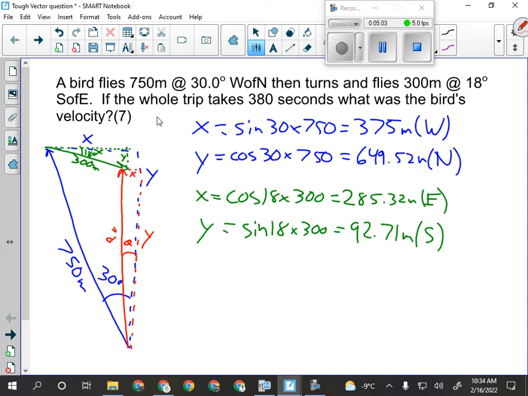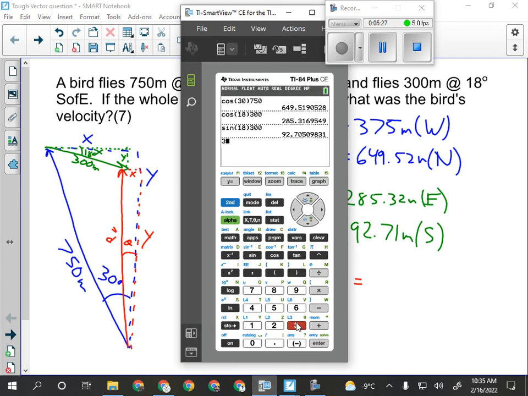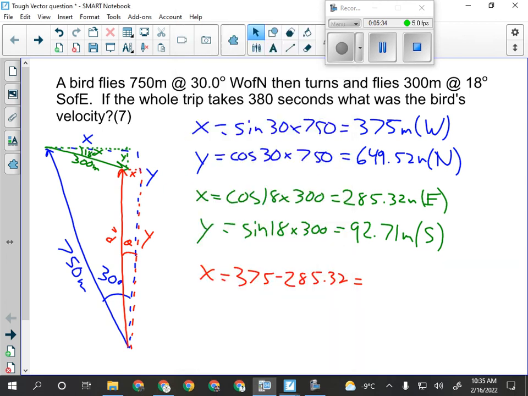Now I can find my resultant's triangle. All right, so my resultant's x is very small according to my diagram. Okay, red x still ends up slightly west of my origin, so I'm going to make the west the positive one, 375 minus 285.32. All right, so we got 89.68 meters west.